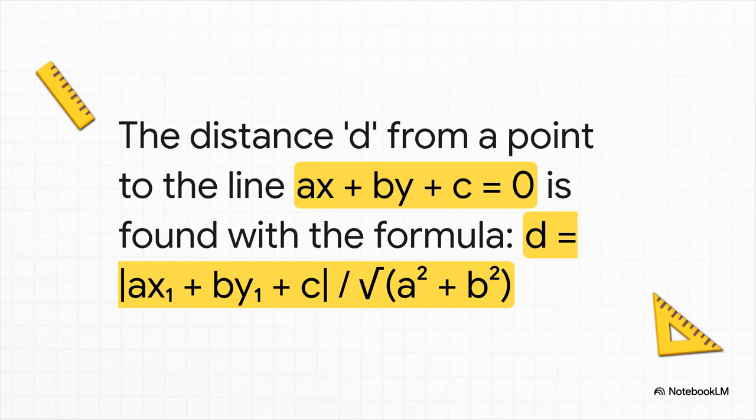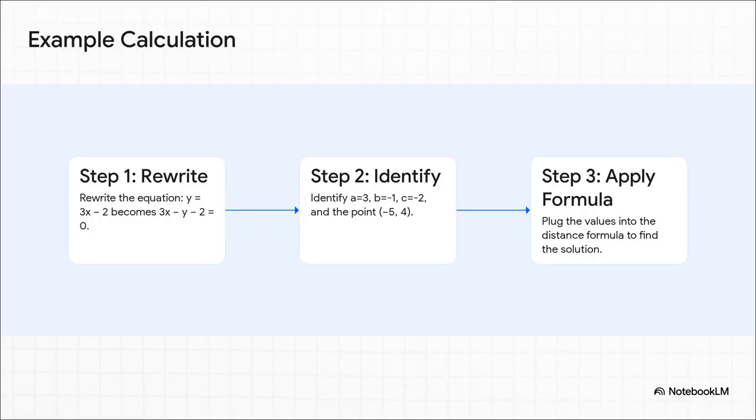Okay, don't panic when you see this formula. I know it looks a little intimidating, but trust me, it's just a recipe. You just plug in the numbers and it spits out the answer. And this isn't just a textbook problem either. This is used all the time in things like video games for collision detection or in robotics. All you need are the details of your line and the location of your point, and this formula gives you that perfect shortest distance. So let's walk through an example.